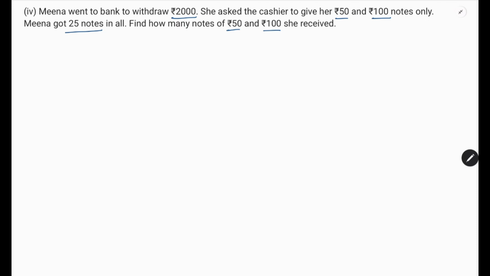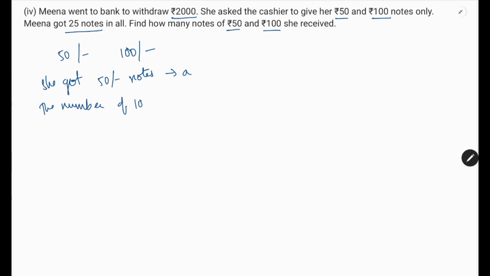So she asked the cashier to give 50 rupee and 100 rupee notes only. Okay. So let us assume she got A notes of 50 rupees. That means the number of 50 rupee notes is A. Okay. And the number of 100 rupee notes is B.